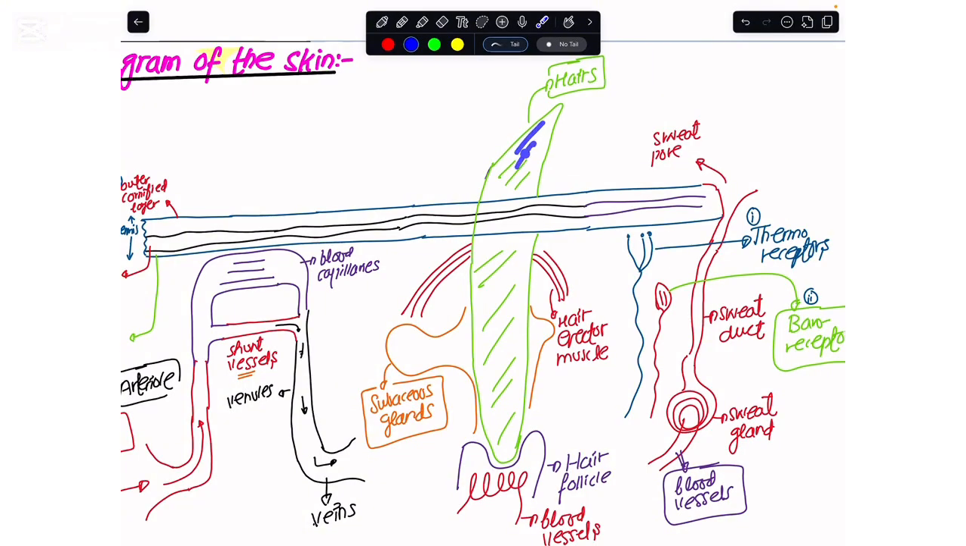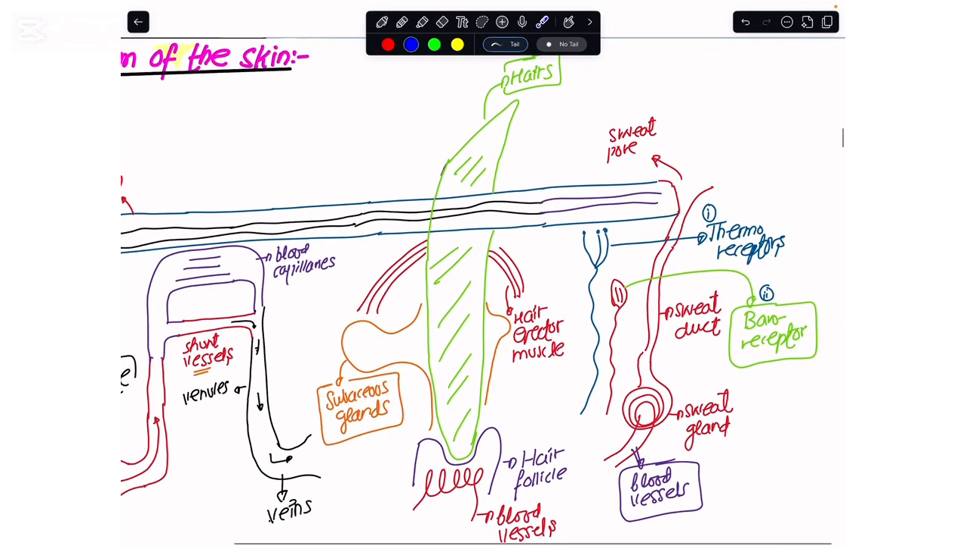In close association with this hair, there would be the presence of these muscles, and these muscles are the hair erector muscles. And in each hair follicle that we have, there would be the opening of two glands. And these glands that I'm highlighting for you are called the sebaceous glands.